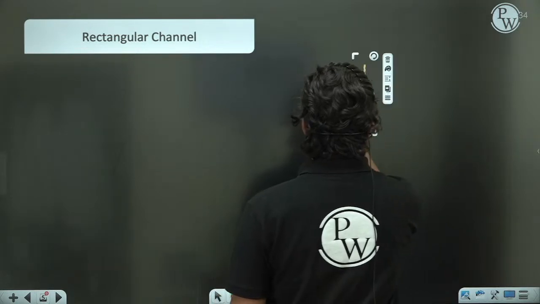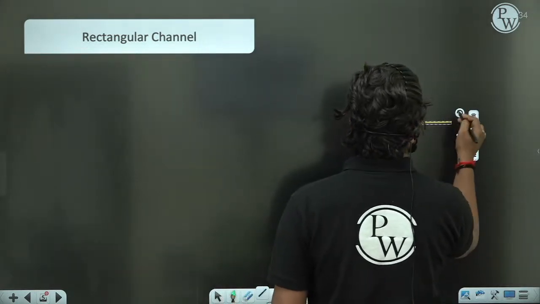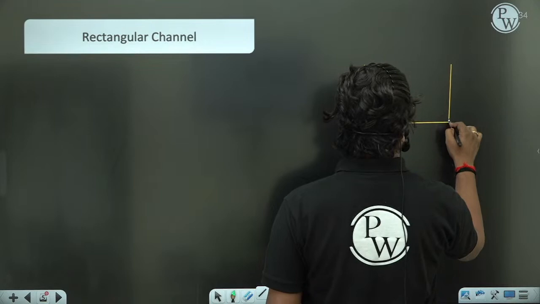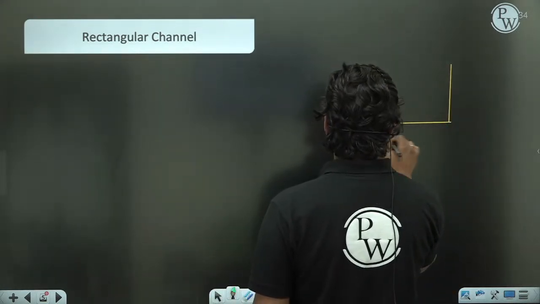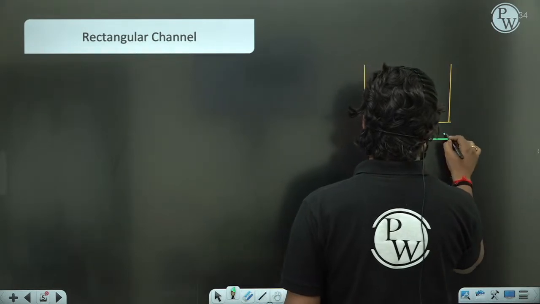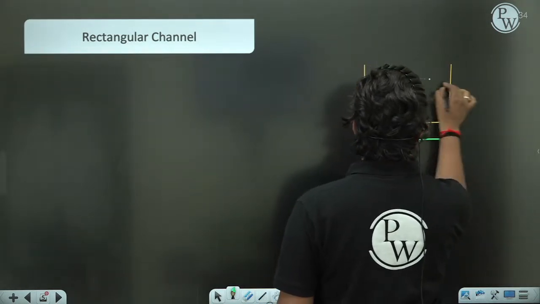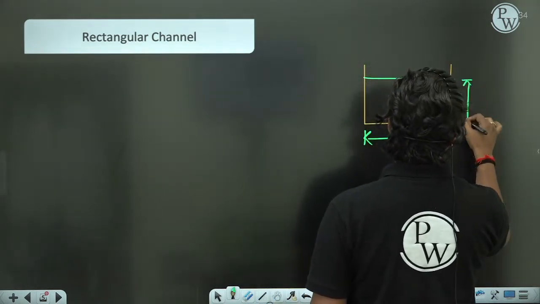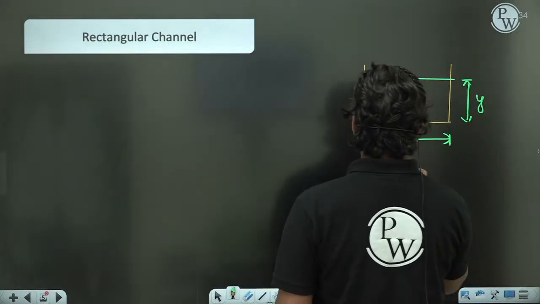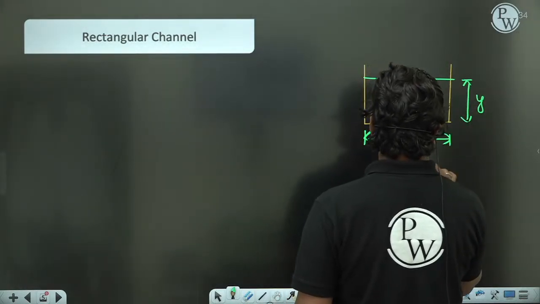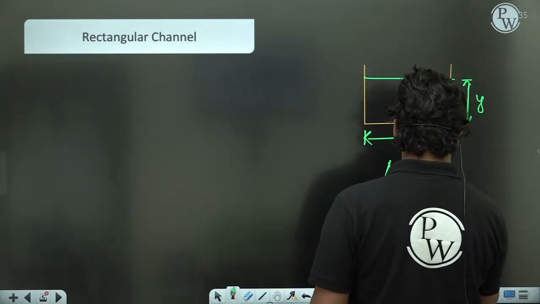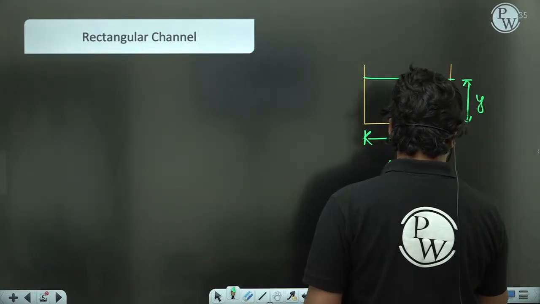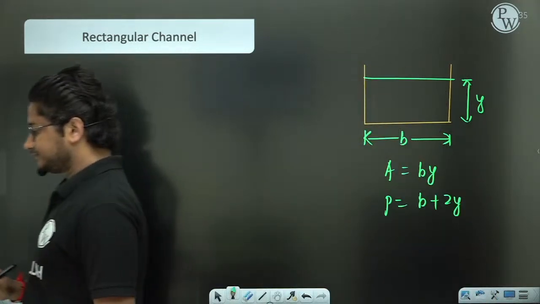So here, this is the section. This is B. This is Y. Area is B into Y. Perimeter is B plus 2Y.